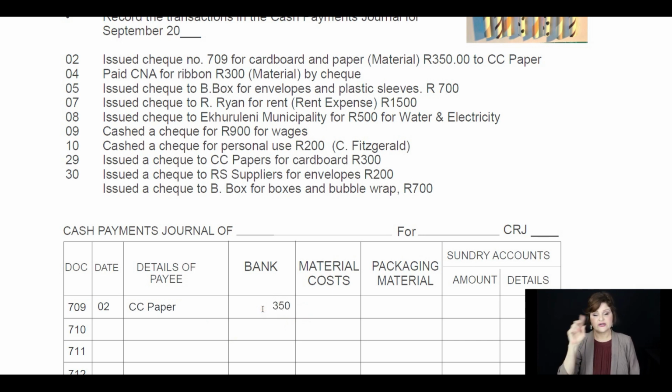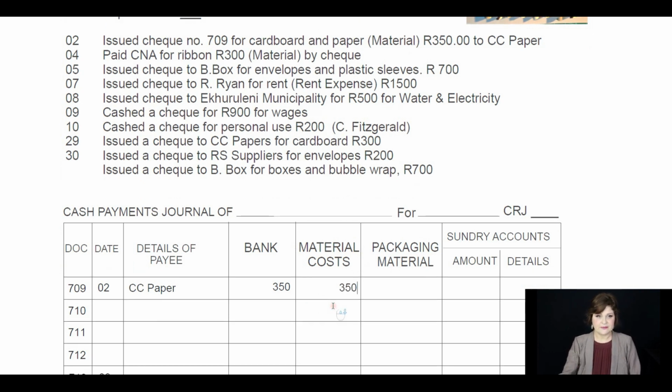When you hear check, you just think bank, all right? Because that money is equivalent to cash because it comes right out of your bank account. And we allocate that transaction to material costs. Do we have it at the top here? Yes, we do. So we fill in 350 Rand over there.